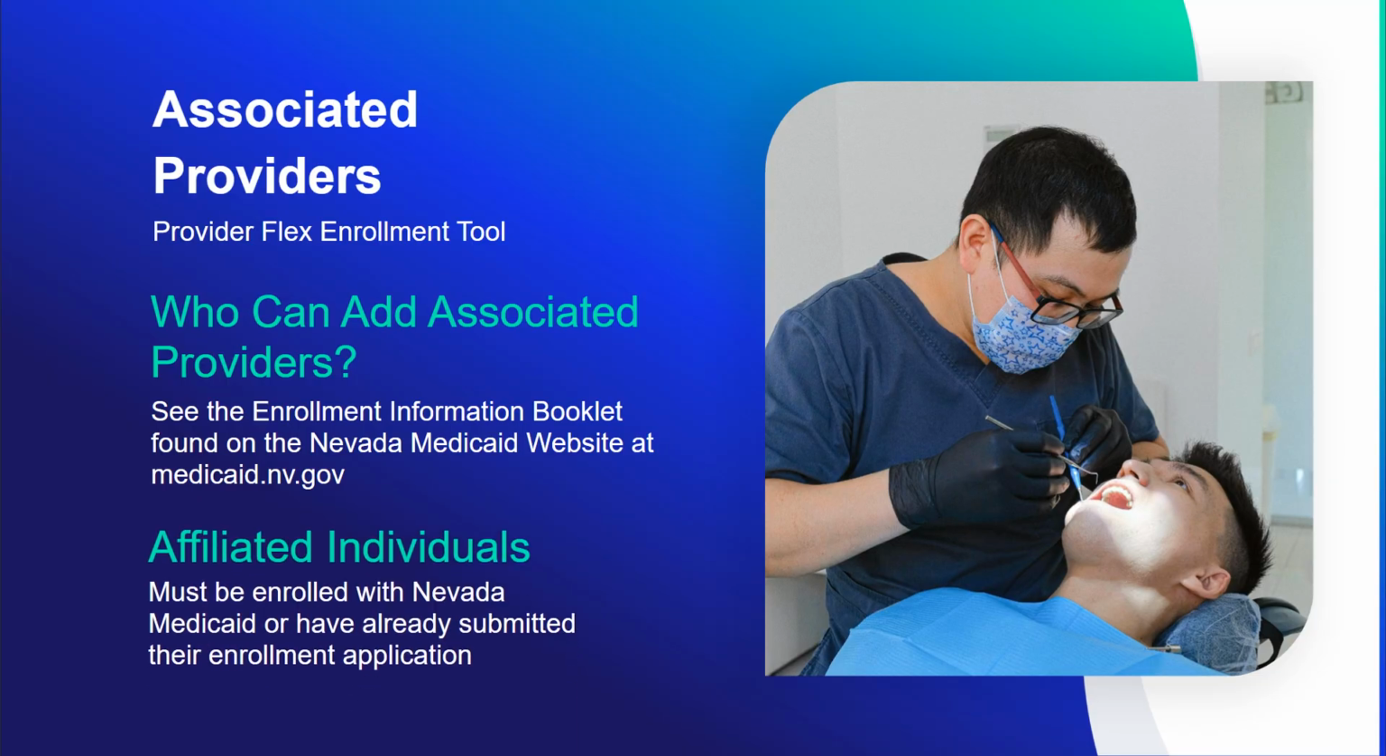To be affiliated with a group, the individual providers must be enrolled with Nevada Medicaid, or have already submitted their enrollment application. Electronic signatures are required for each individual being linked to the group. The associated provider form will be forwarded to the individual for electronic signature.